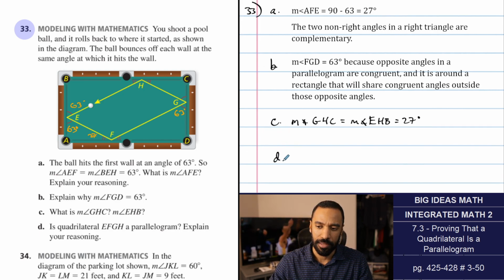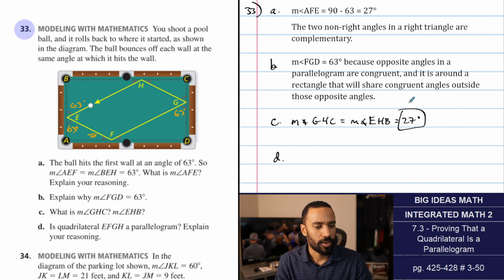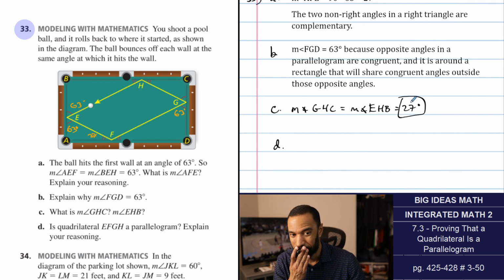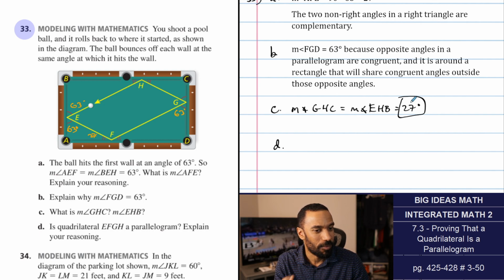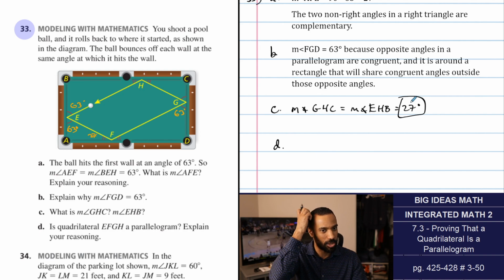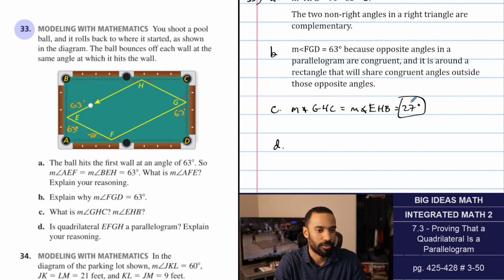And part D: is quadrilateral EFGH a parallelogram? Explain your reasoning. Oh, I thought they first said that it was. Shoot, I have to answer part B differently. I thought they said it was a parallelogram. Hold on. You shoot a pool ball and it rolls back to where it started, as shown in the diagram. The ball bounces off the wall at the same angle at which it hit the wall.